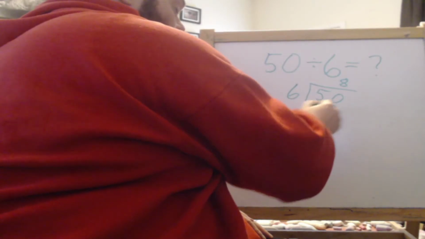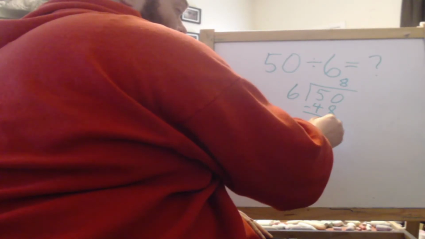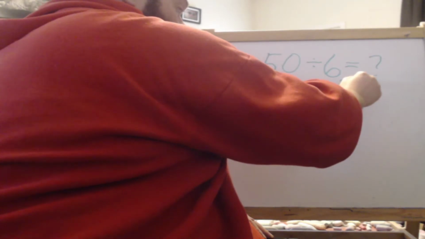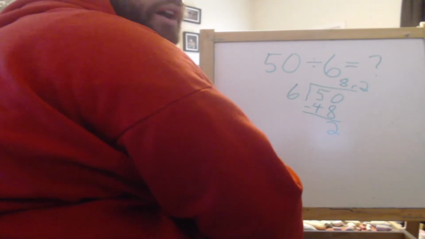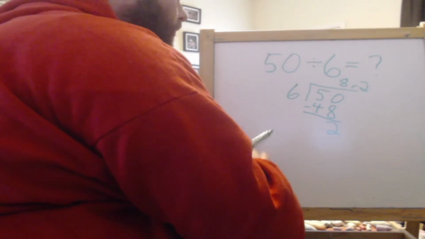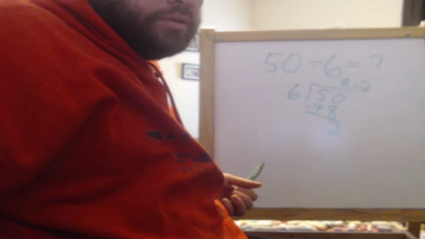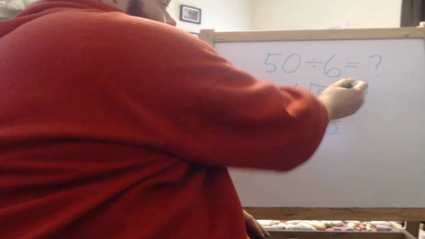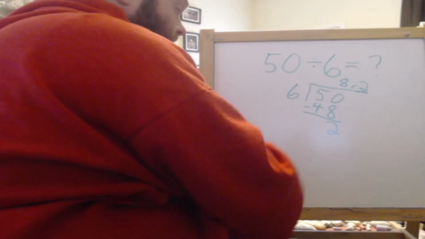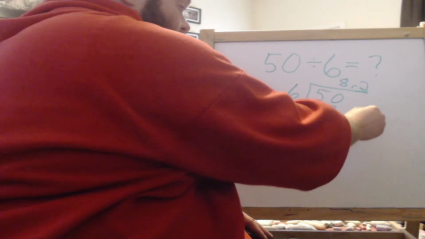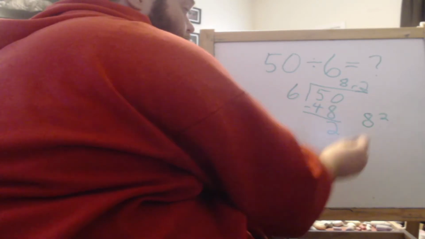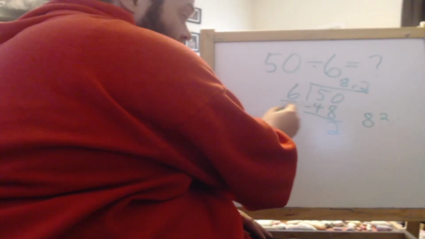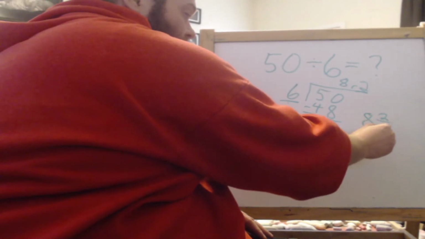Okay? So 50 minus 48 equals 2. So it is a remainder of 2. But they don't want remainders, right? They want a fraction. So, since we're dividing it into 6 parts, the remainder becomes the numerator, and what we're dividing it by, 6 in this case, becomes the denominator.